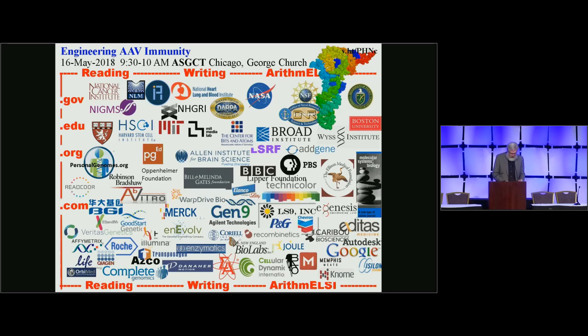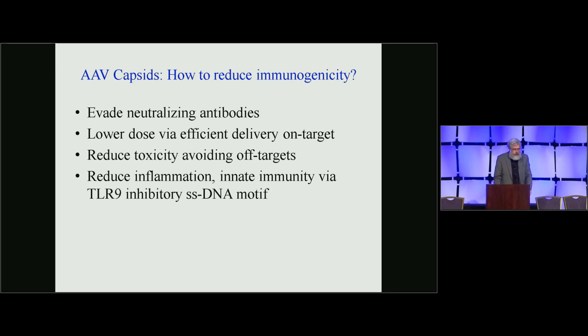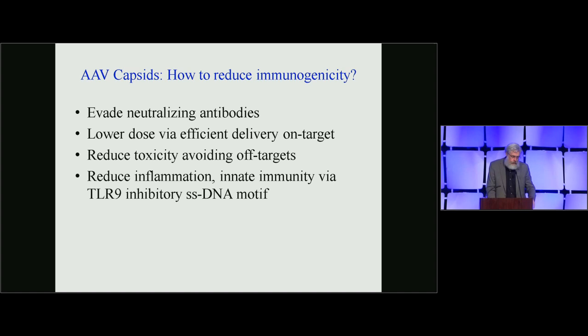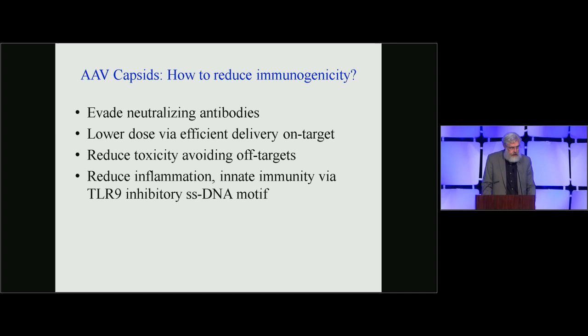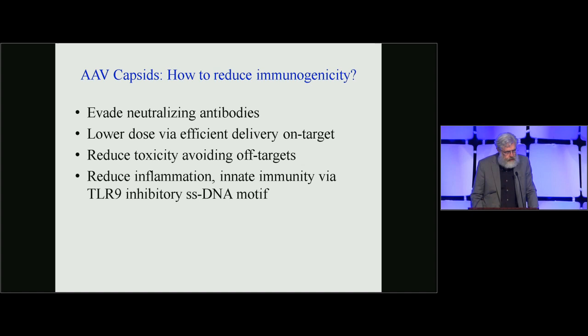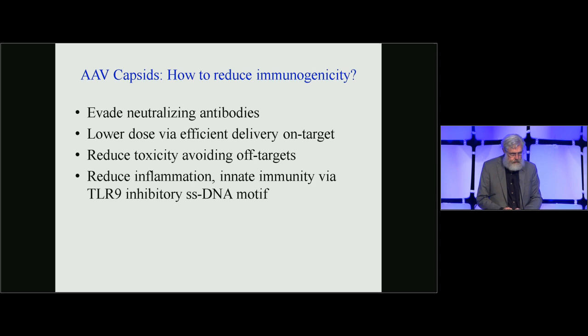We do a lot of work on payloads. Today we're talking about the vector itself, and in particular we want to reduce immunogenicity. We can not only do that by evading neutralizing antibodies, obviously, but also by improving the on-target and off-target focusing. I'll show you two novel, unpublished ways of addressing all of the things at the top of this list, plus the second one addressing reducing the inflammation that can result in a whole variety of immunological responses. And we do this via a TLR9 inhibitory single-strand DNA motif.